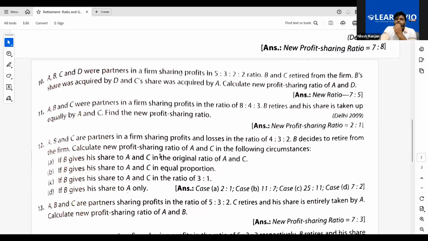So how did you calculate? You have done it very fast. I just removed the B share, and then it was 4, 8 is to 4, and then I simplified it. No, that is not correct. That is not correct actually.